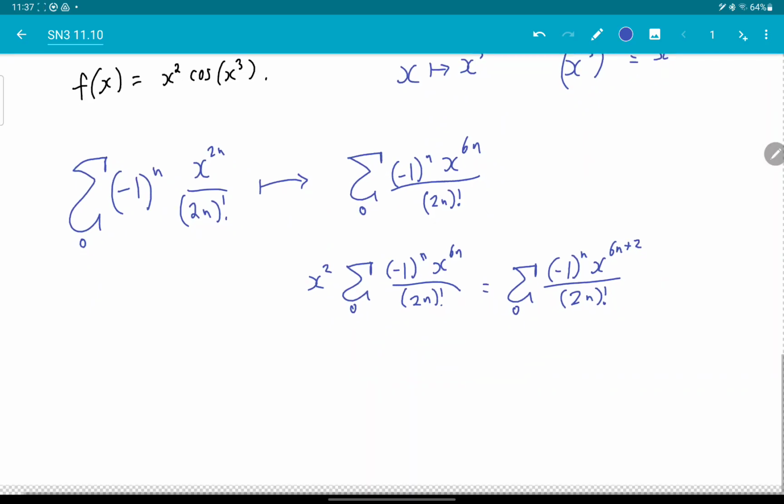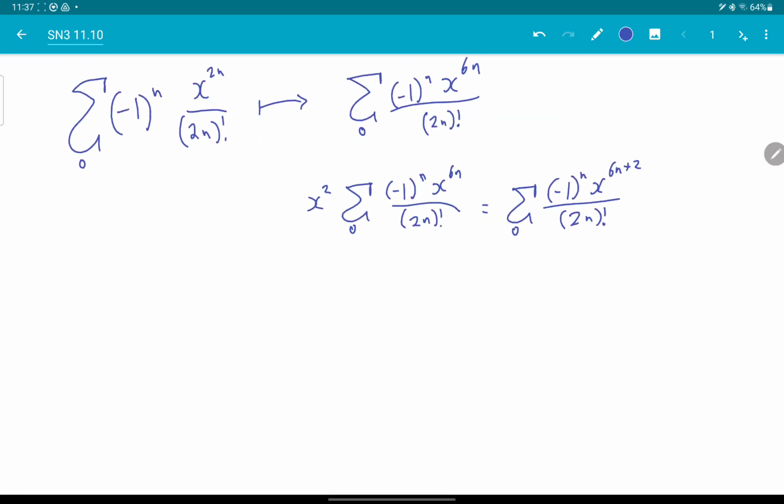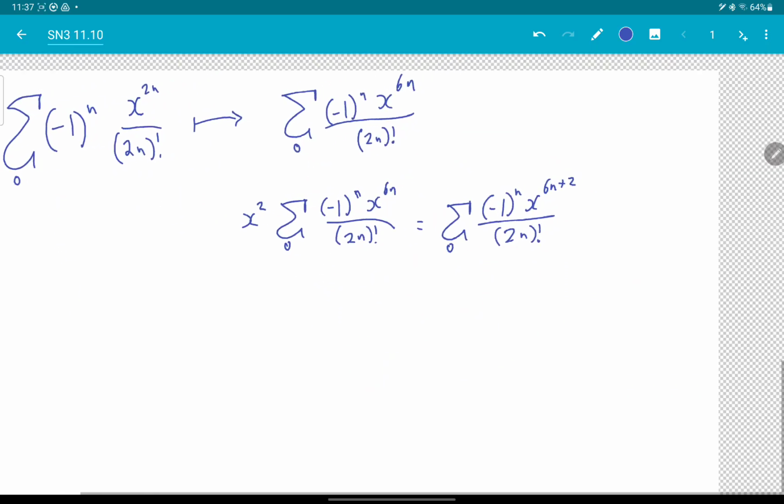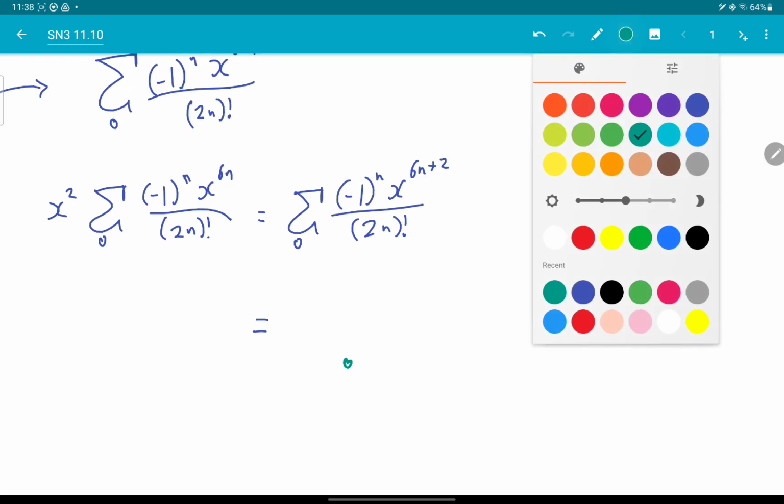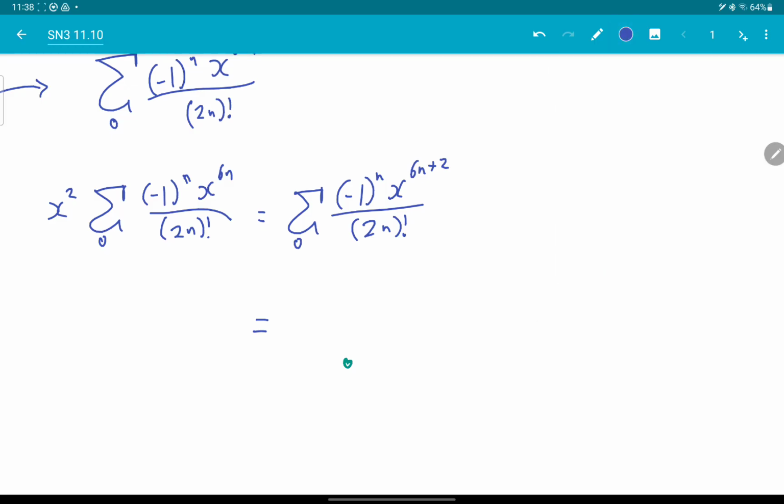And just for fun, let's try to write down the first 4 non-zero terms for this guy. So we're going to start with the n equals 0 term. So we'll have the n equals 0 term, which will be, this becomes a 1, this becomes x squared, and we get 0 factorial, which we define to be 1.